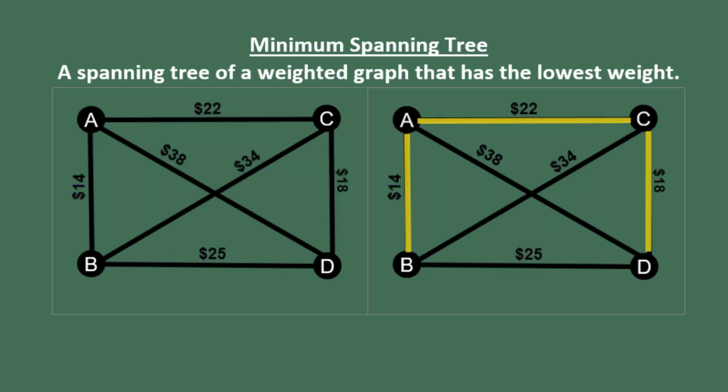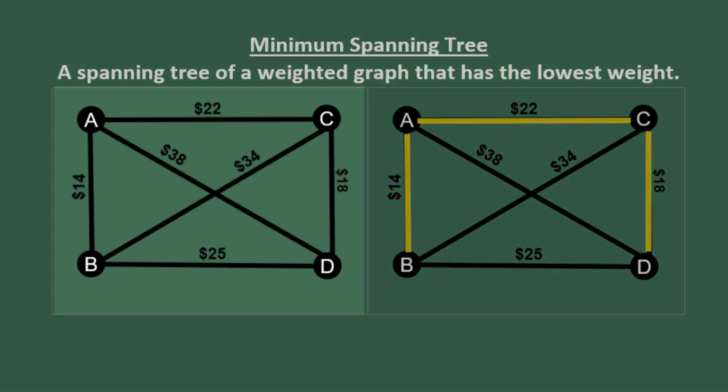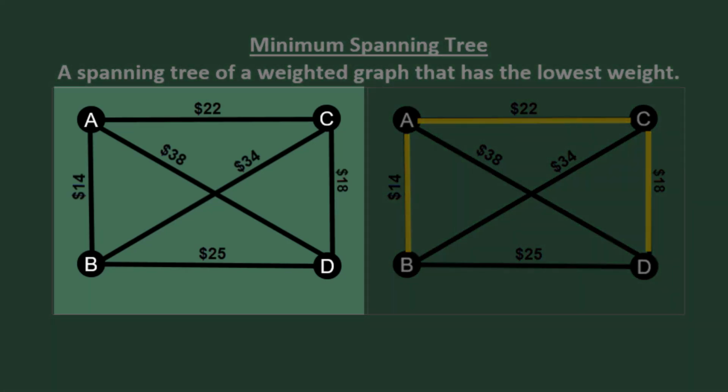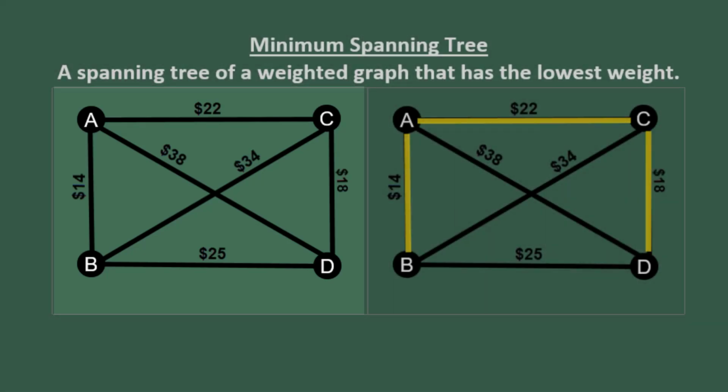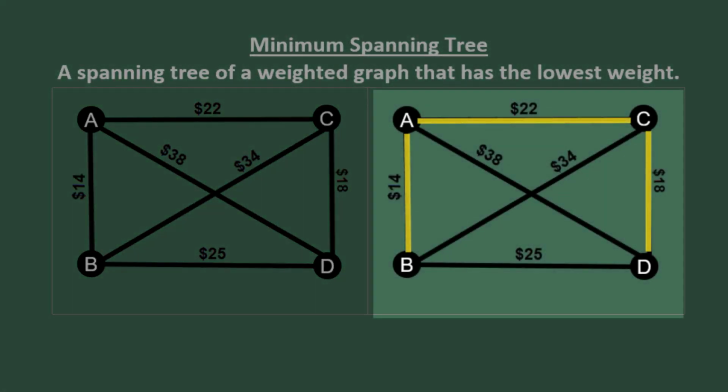We also need to talk about what a minimum spanning tree is. A spanning tree of a weighted graph that has the lowest weight would be the minimum spanning tree. On the left, I have a weighted graph. Each edge has a dollar value, and you'll notice that on the right, I have highlighted a spanning tree, which consists of the three edges with the lowest dollar amounts: $14, $18, and $22. This would be the spanning tree of lowest weight, or the minimum spanning tree.